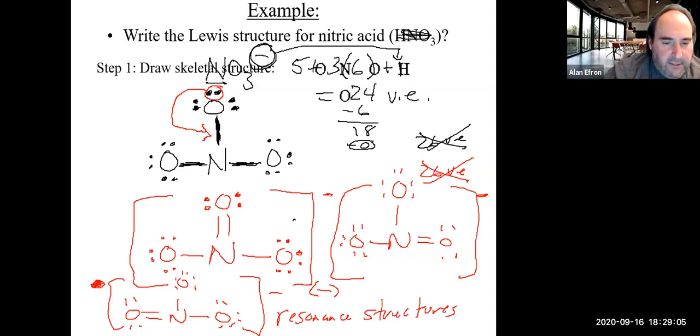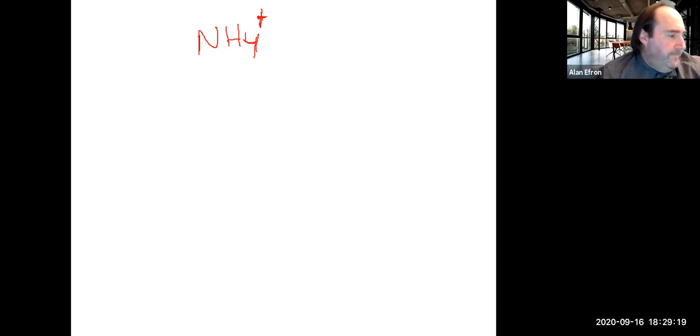So to answer your question on the other one here, for example, why don't you draw this one here, NH4 plus, and see what happens. Why don't you draw that, and that might answer your question about the positive charge. See what you come up with. And while you're at it, why don't you draw SO2 as well?